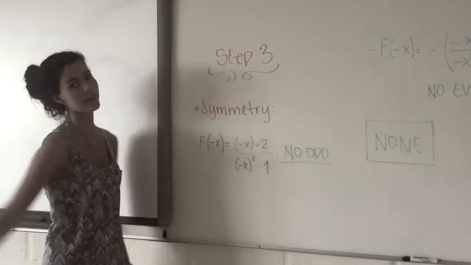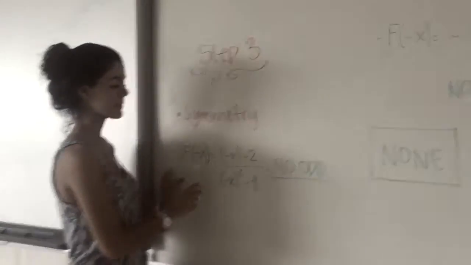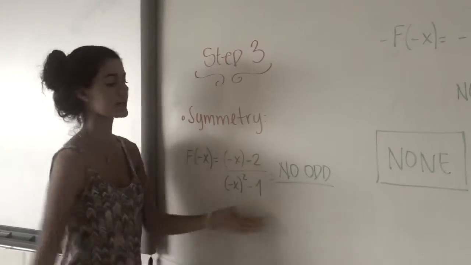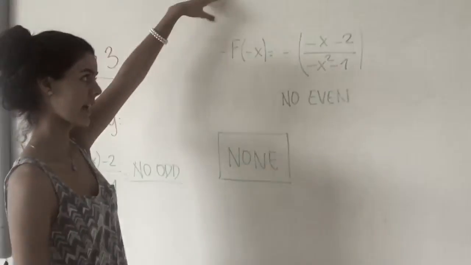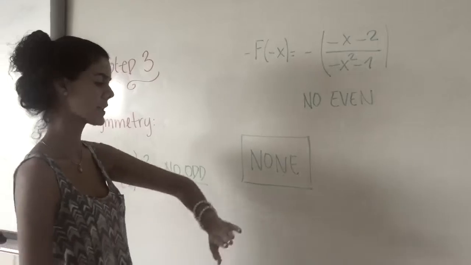Okay, so now step 3, the symmetry. So we substitute in for the x, and we got that it's not odd. And now for the minus f, we substitute in too, and it's not even, so it's no symmetry.